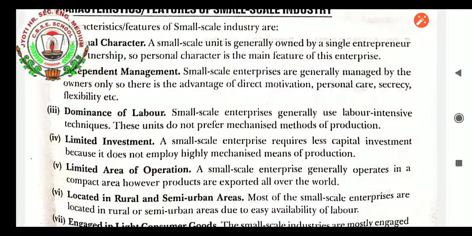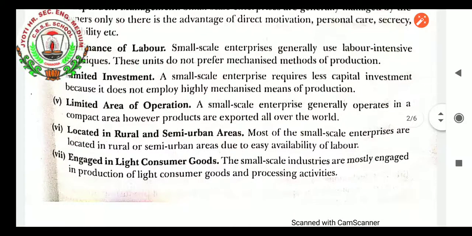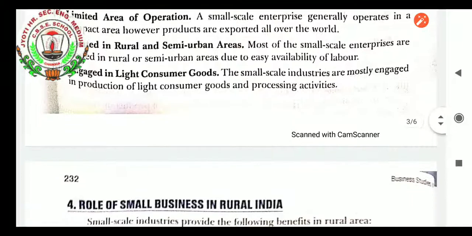Limited area of operation, small scale enterprises generally operate in a compact area, however products are exported all over the world. Located in rural and semi-urban areas: most of the small scale enterprises are located in rural or semi-urban areas due to easy availability of labor. Engage in light consumer goods only.